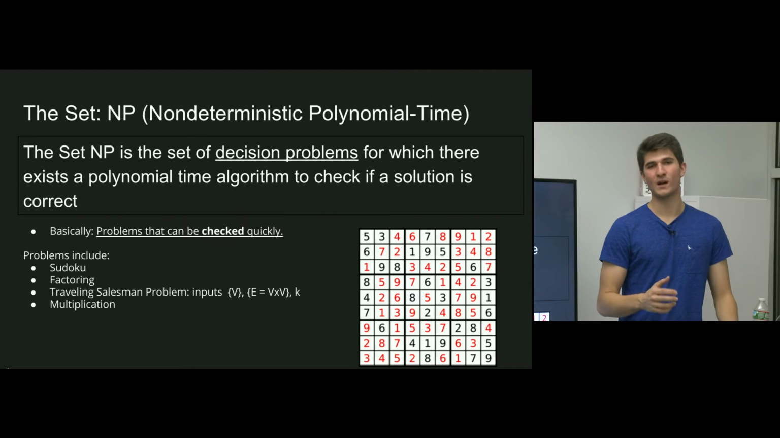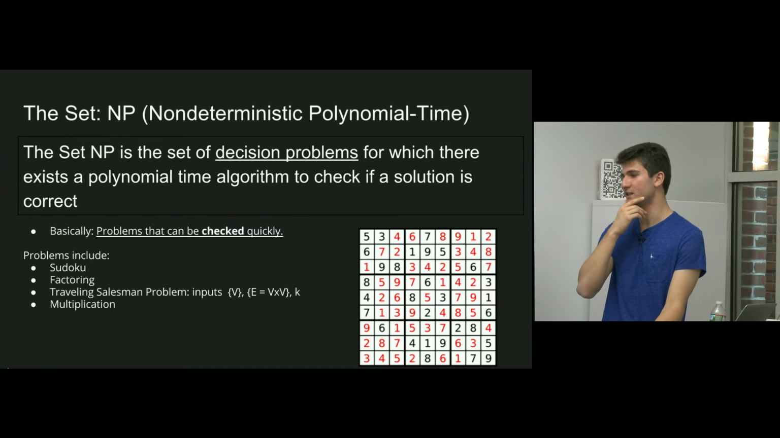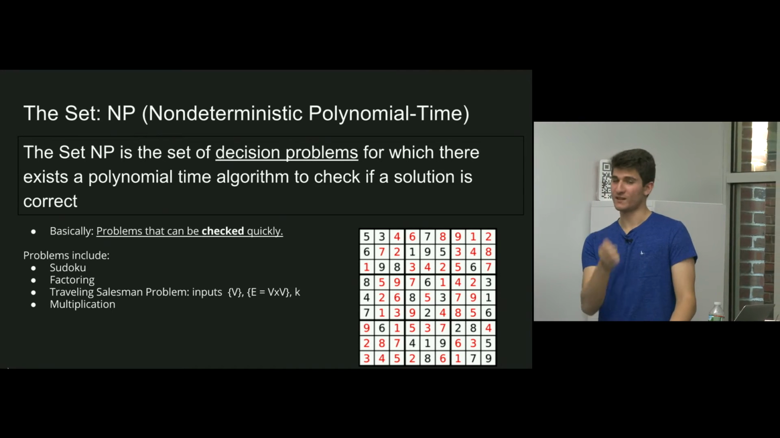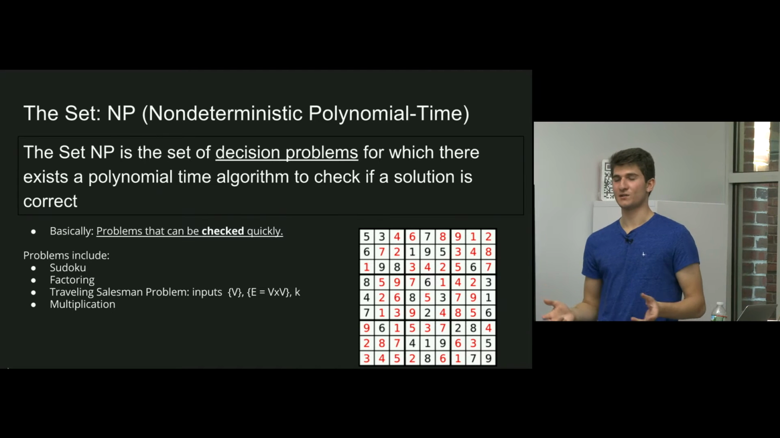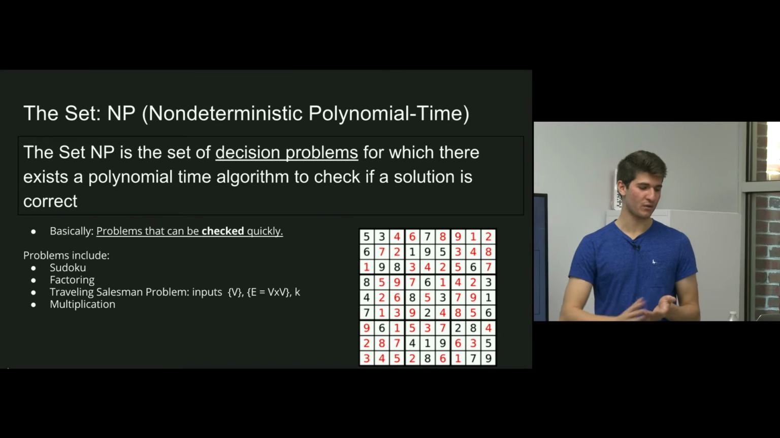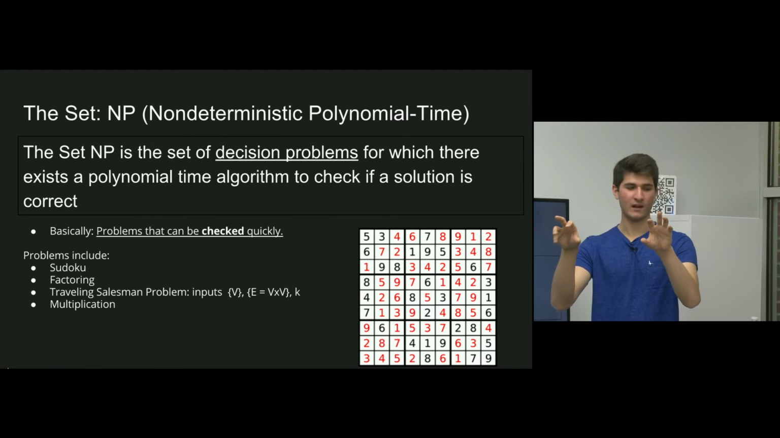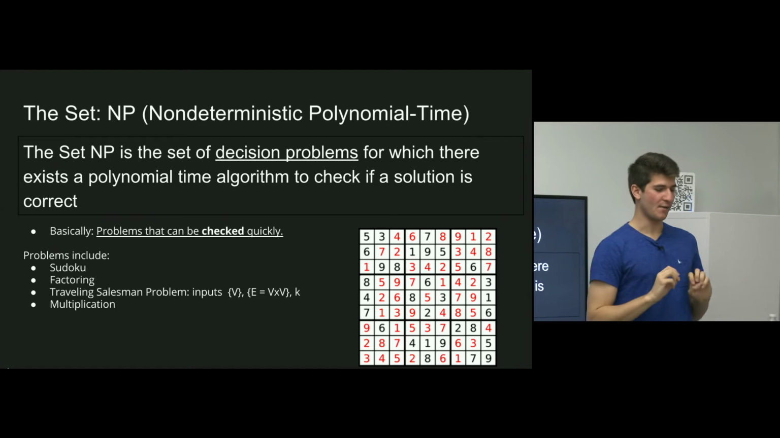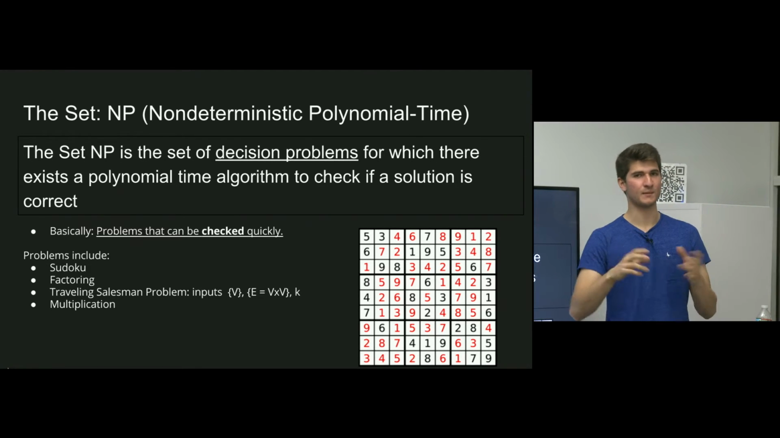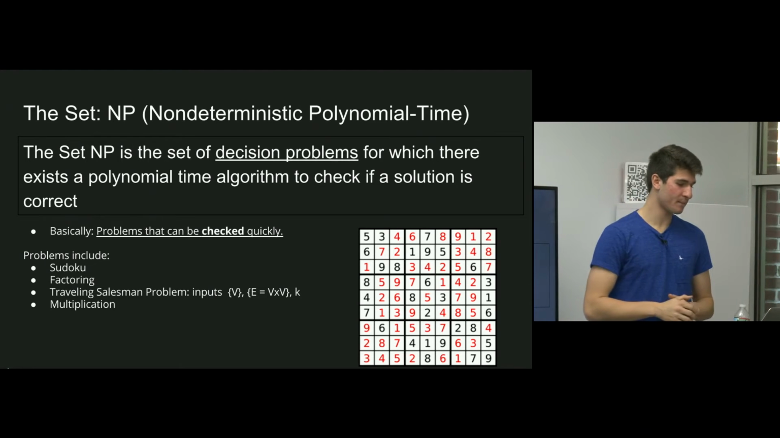And so the problems included in this set are like Sudoku, because if I give you a Sudoku board and said this is solved, how fast would it be for you to check if it was solved? It actually wouldn't take you that long. You'd probably just go through every row, column, and 3 by 3 square to check, and that's like n cubed. But crucially, it's not something like 9 to the n, which would be an exponential amount of time.